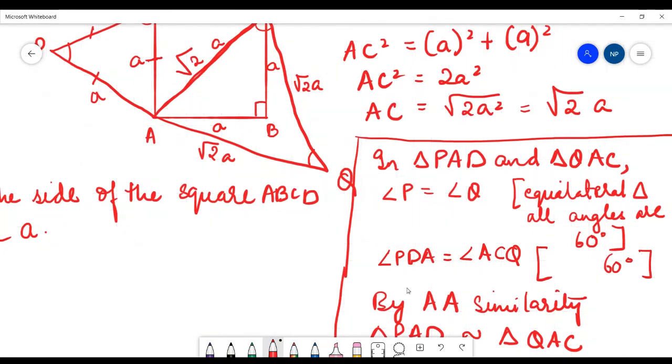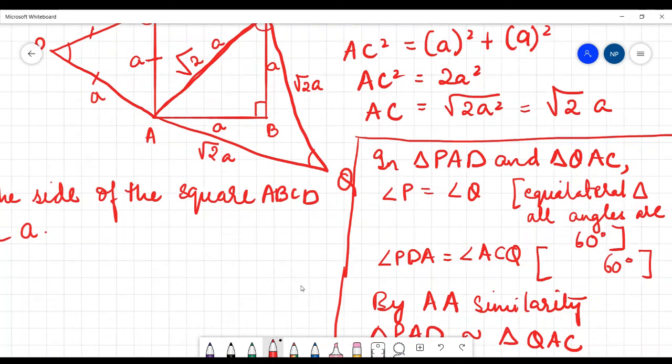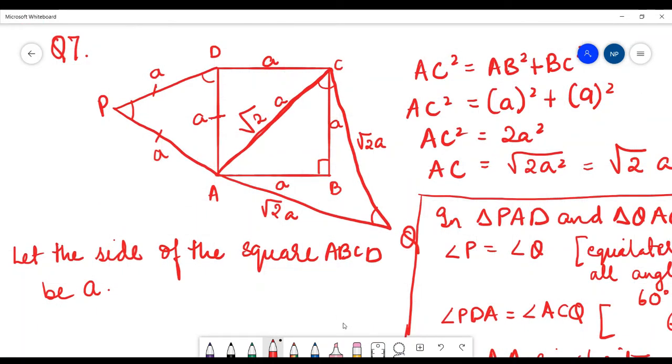Firstly, over here these are the equilateral triangles. This side we have taken it to be A. AD is also a side of the equilateral triangle, so this is also A, this is also A. Now we have also talked about this particular triangle and this particular triangle.